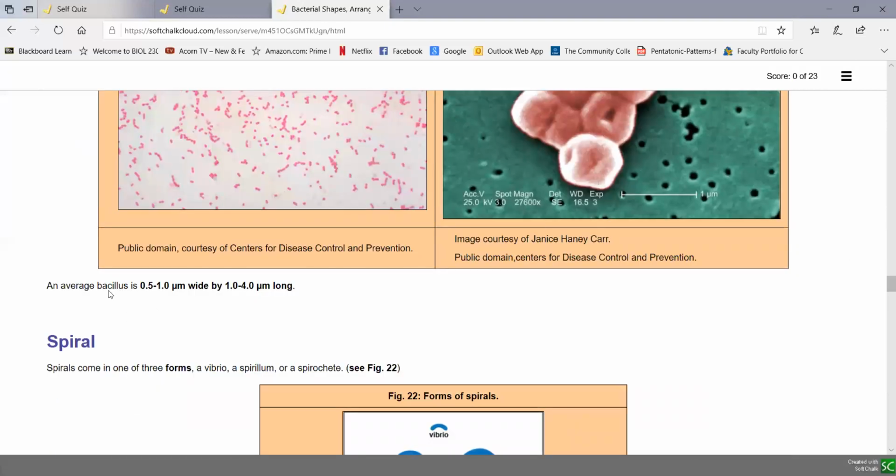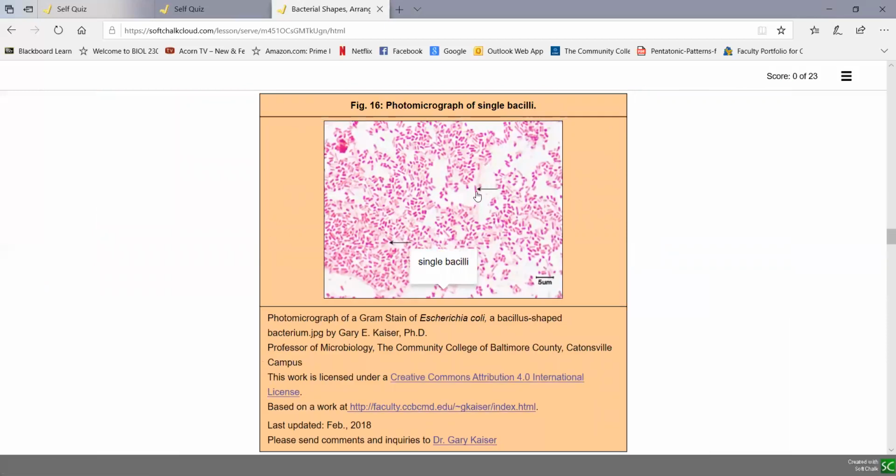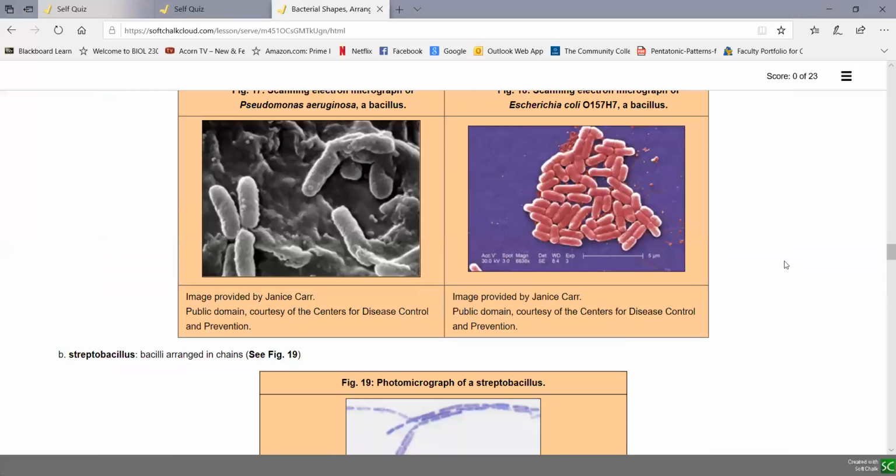Now, an average bacillus has a width of about 0.5 to 1 micrometers and typically a length of about 1 to 4 micrometers. So again, these are just a few millionths of a meter in size. And often a bacillus looks like a tiny dash under the microscope, like we see with our E. coli here.